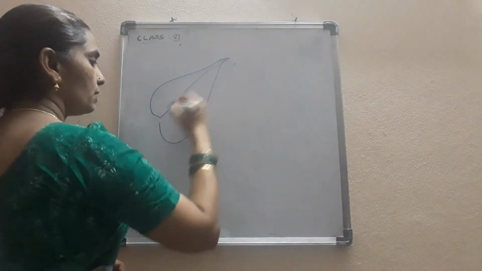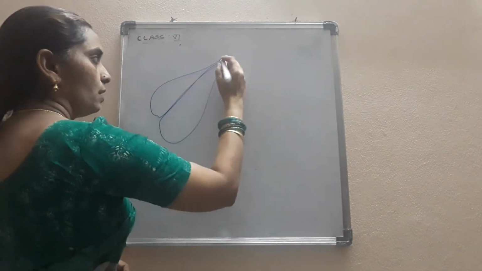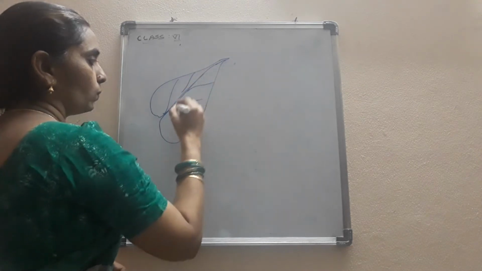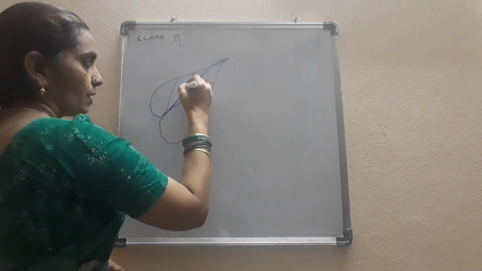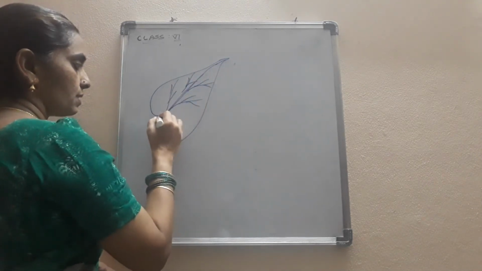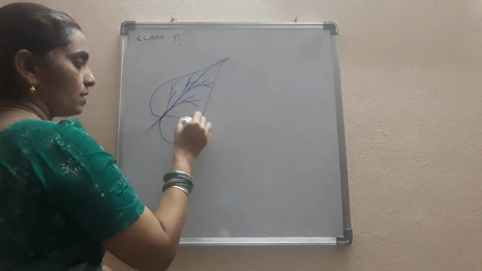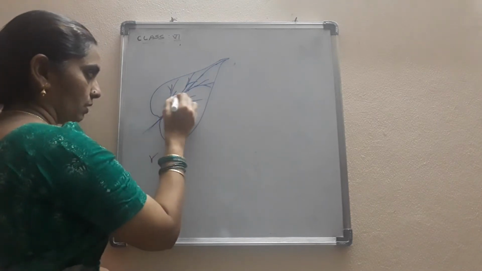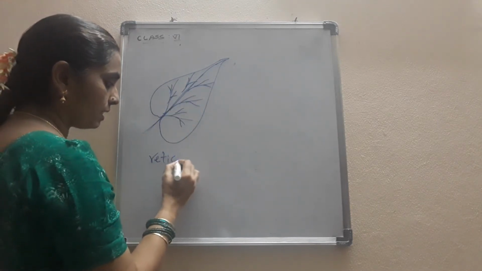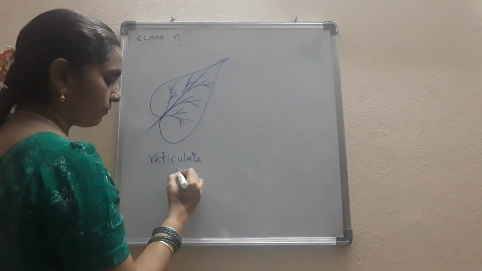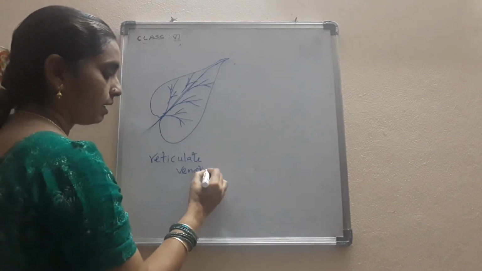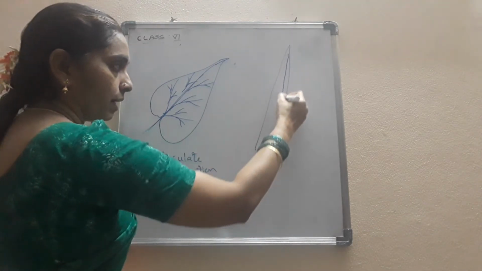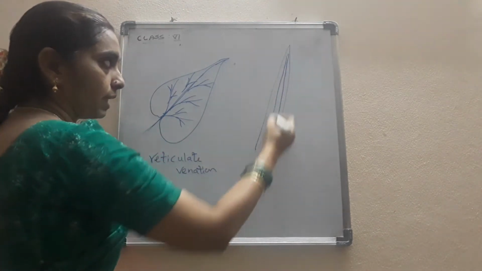You can draw this type of venation by pressing the leaf over the white paper. Easily you can draw this type of venation. So this type of venation is reticulate venation. What is this type of venation? Reticulate venation.